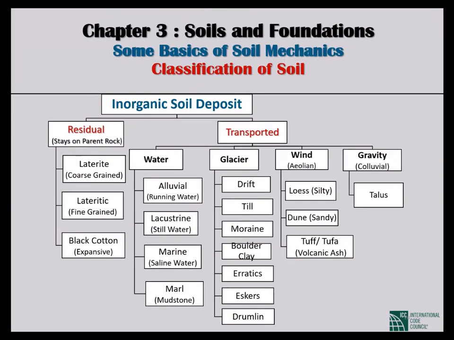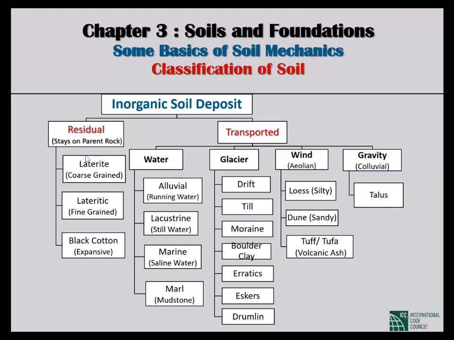Inorganic soil is formed by the disintegration of rock, and if it stays on the parent rock, we call it residual soil. But if it is transported somewhere else, we call it transported soil. Could you get my point? Transported soil depends on the mode of transportation, and the properties of the transported soil could also be different. It can be transported by water, by glacier, by wind, or by gravity.